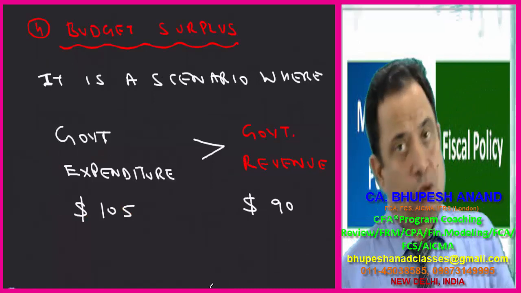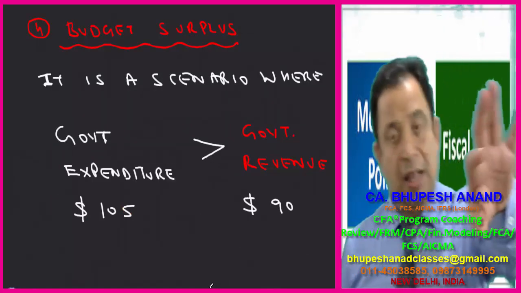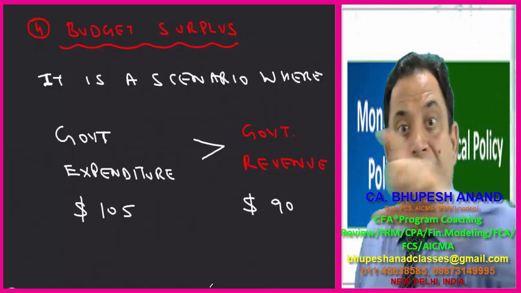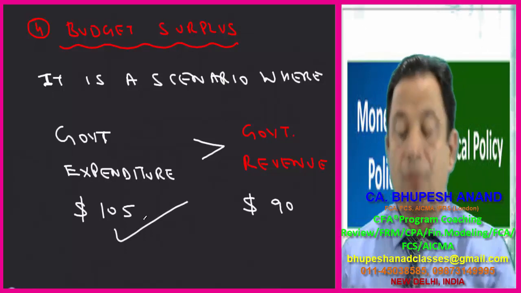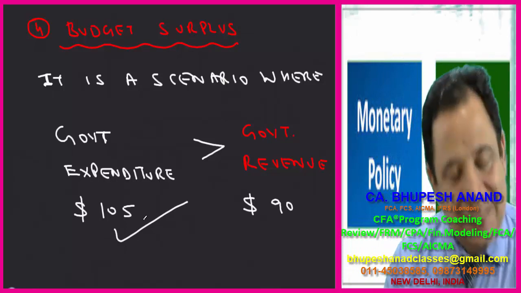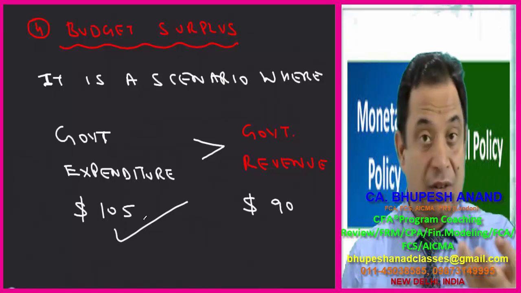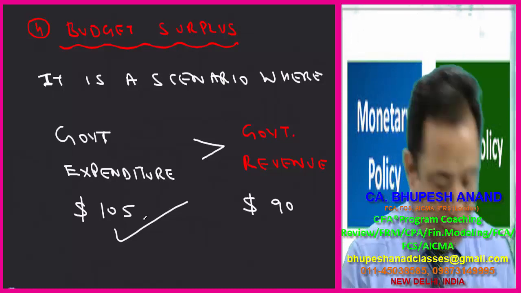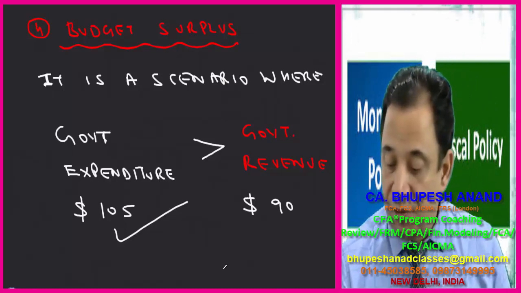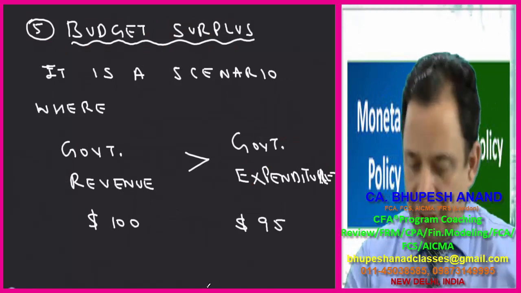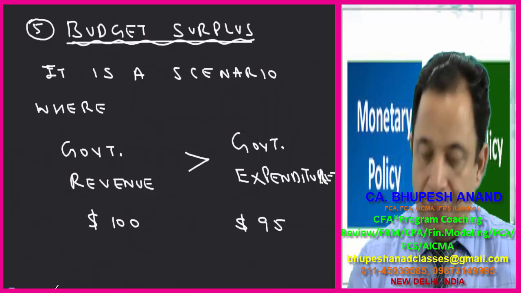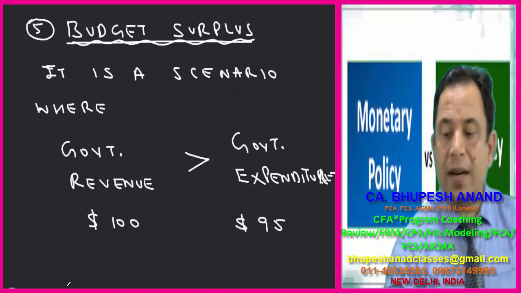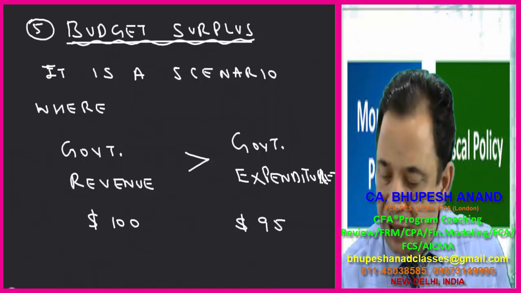And I have just told you what the meaning of a budget surplus is. When in fiscal policy the government revenue is more than government expenditure, it is a case of budget surplus. But in the case of India, we always have a budget deficit. I will be showing you that, and also the case of the Fed Reserve. Just wait for a minute. Budget surplus is a scenario where government revenue is more than government expenditure.